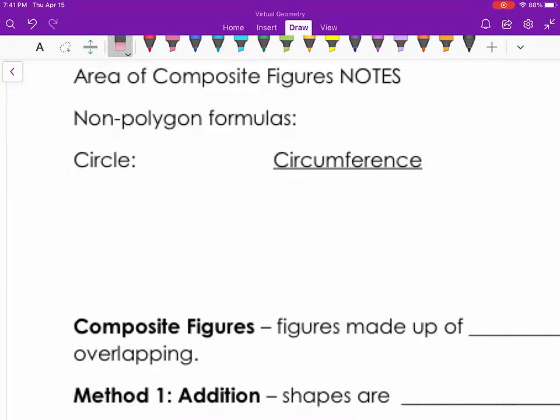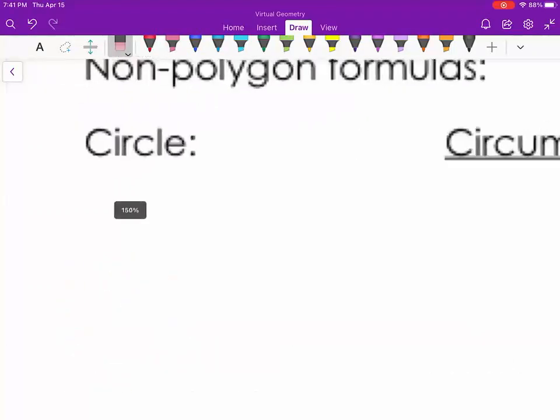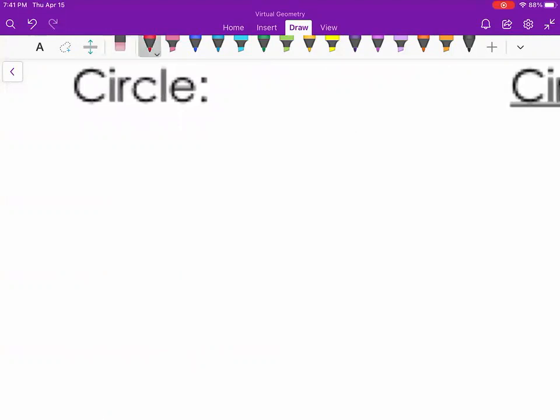Now, there are a couple of formulas that we need to look at first for these composites that aren't considered polygons. Remember, polygons have to have straight, flat sides made up of segments. Polygons are not curved. So that means a circle is not considered to be a polygon, but we can still get how much is to the edge of the circle and how much area a circle has. So let's look at just a little bit of vocabulary about a circle here.